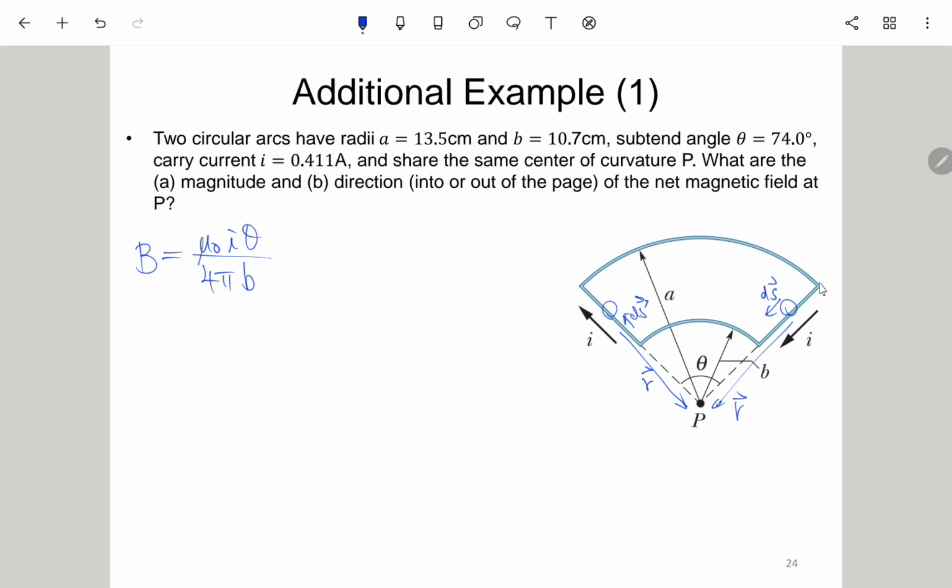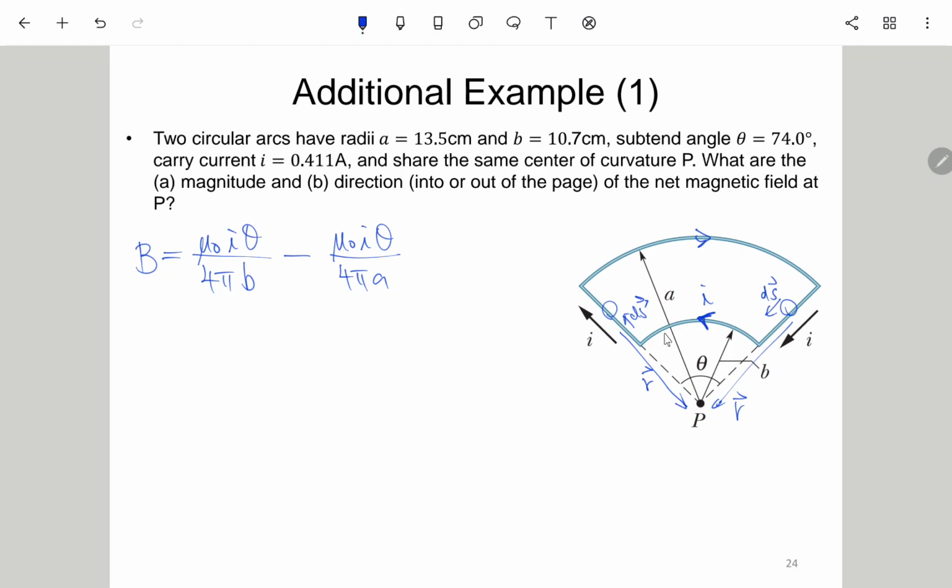And then for this part, we have a subtraction sign: minus mu naught I theta over 4 pi a. Why do we have a positive for this term and negative for that term? Because you can clearly see that the current direction is from right to left for the shorter arc, and from left to right for the longer arc. So we can simply use the right-hand rule to determine the direction of the B field generated by each of them.